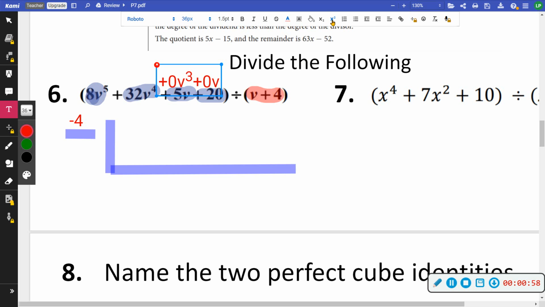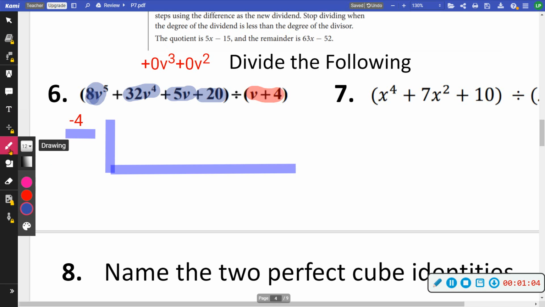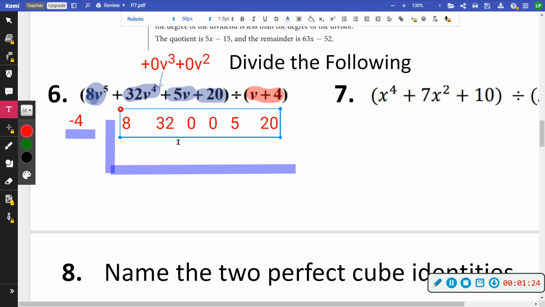That's very important. You have to put the zeros, and these zeros have to go in this order. So it's going to go right there. So now I can type in the numbers. My numbers are 8, 32, 0, 0, 5, and 20.